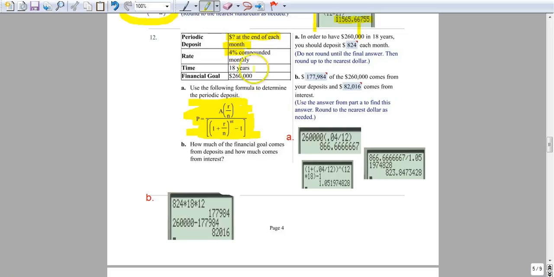It gives us a rate of 4%. It's compounded monthly. So since it's compounded monthly, N will equal 12 for 18 years. So T will be 18. And our financial goal, how much we want to have at the end of the 18 years, is $260,000. So the goal, or the future value, that's always A. So here are some screenshots of me filling this in.